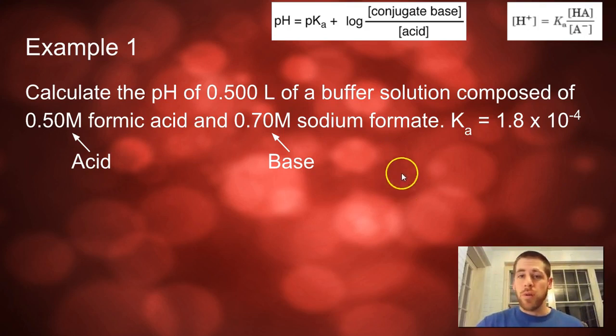Now there's two different ways we could go about this. We could use either of our equations. We have a Ka, which is good for this equation. We don't have to take the negative log of it. But we're going to have to find the pH, which is the negative log of the [H+].